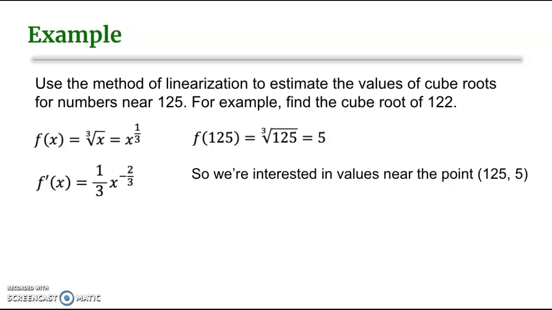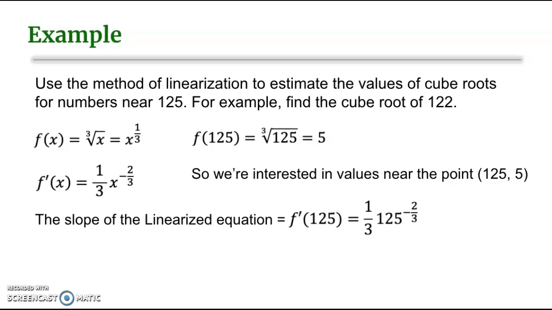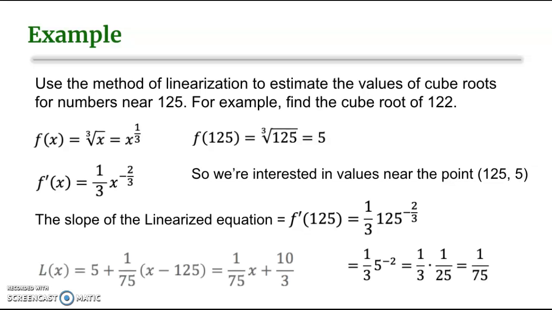I find the derivative of the original function. I'm going to use that to find the slope. Plug in 125, and I get 1 over 75. And therefore my linearization, L of x equals 1 over 75 x. I do a little maneuvering around, combining like terms, and I end up with L of x equals 1 over 75 x plus 10/3.